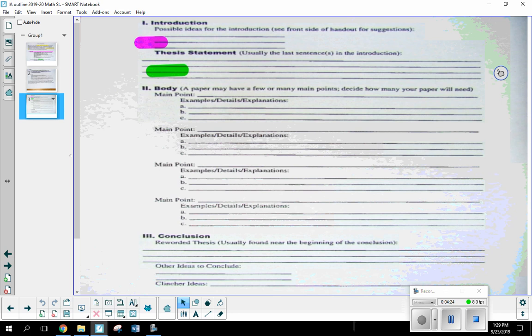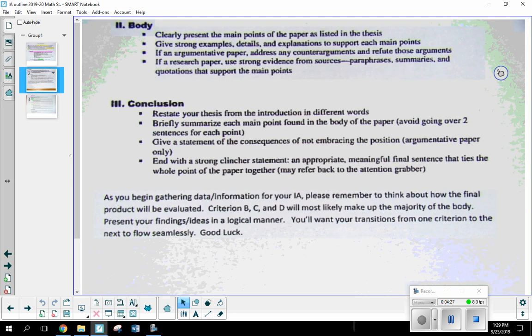Okay, then you want to move on to the body. And again, clearly present the main points of the paper as listed in the thesis. Think about how you're going to break your paper up. So after you get through your introduction, what would be the next logical step? After you've already introduced your topic, you would probably show the reader what? Any ideas? Bounce some ideas off.